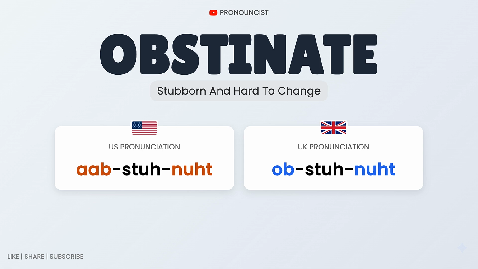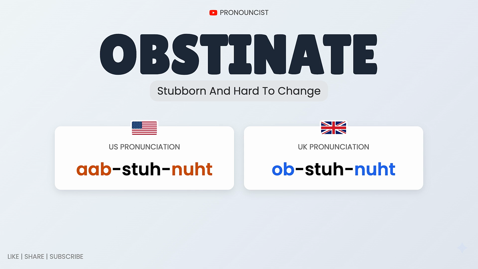Obstinate. Obstinate. Now, read the syllables of British pronunciation shown on the screen naturally. Obstinate. Obstinate. US starts with ab. UK starts with ob. Keep stunnet the same.